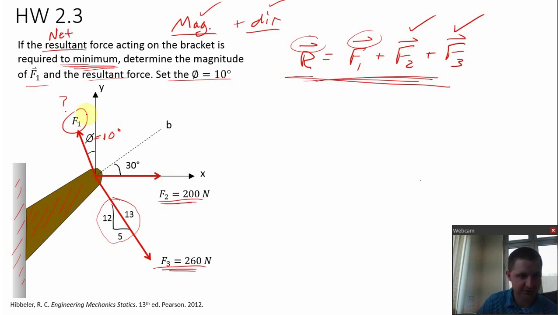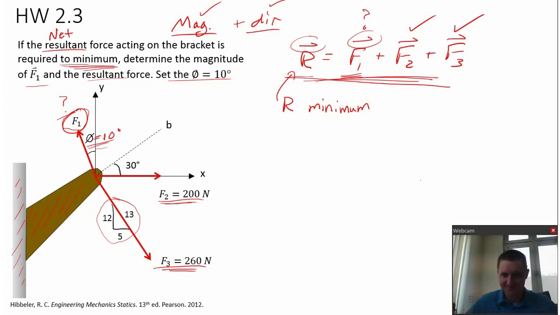Now the force vector F1, as we said already, we don't know the magnitude of it. That's one thing the question asks for. But we do know the direction, this 10 degrees. So if I need to find something about F1, I'm going to need to know something about this resultant vector. The question says they want the resultant vector to be a minimum, so that means I want the magnitude of it to be as small as possible. How do I calculate that?